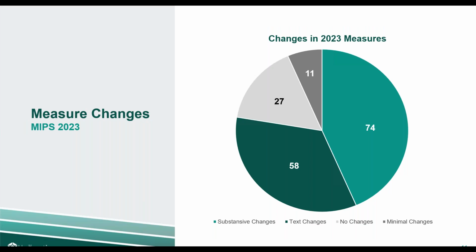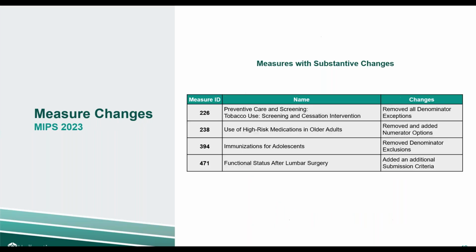Measure changes for 2023. Here's a brief overview. When we look at changes, we want to say, okay, looking at the broad scope, how many actually have substantive changes? So we can say it's almost 50% of the measures this year had a substantive change. Some have just text changes, maybe definitions that help define a measure. And then we have some minimal changes in there as well.